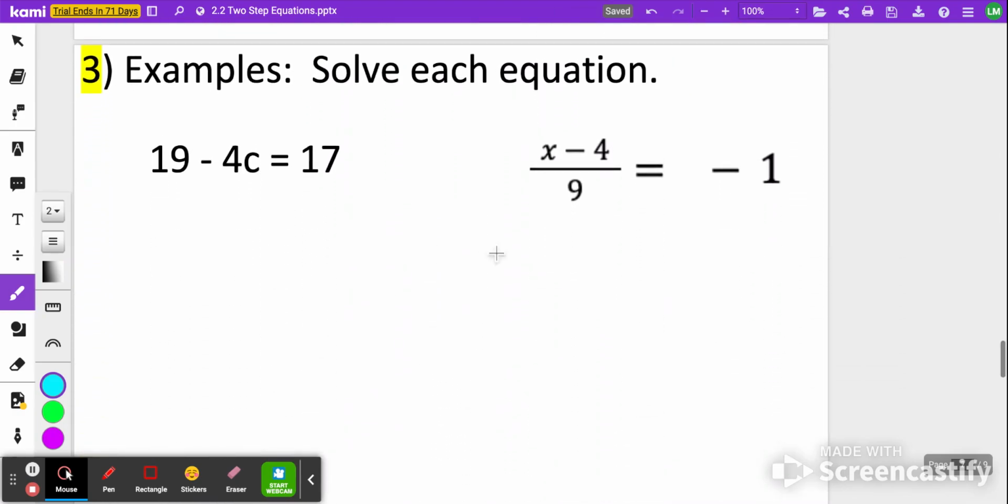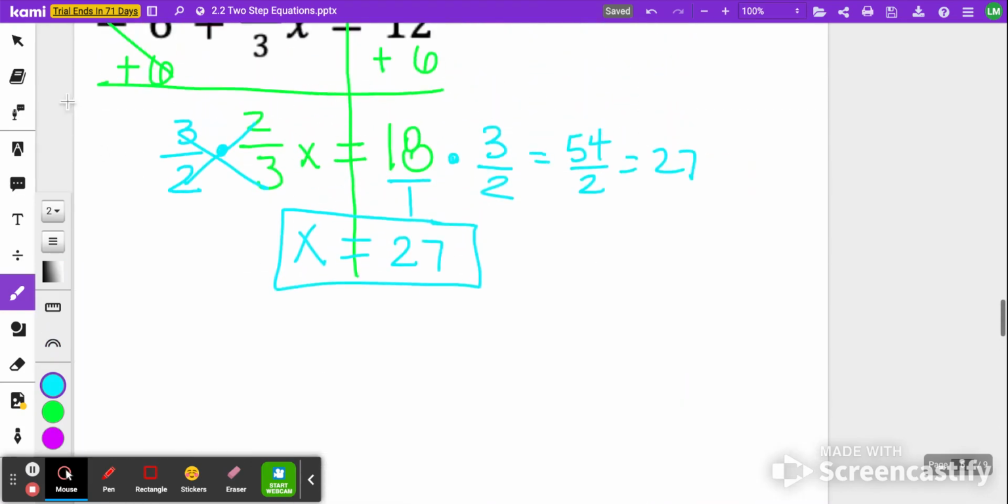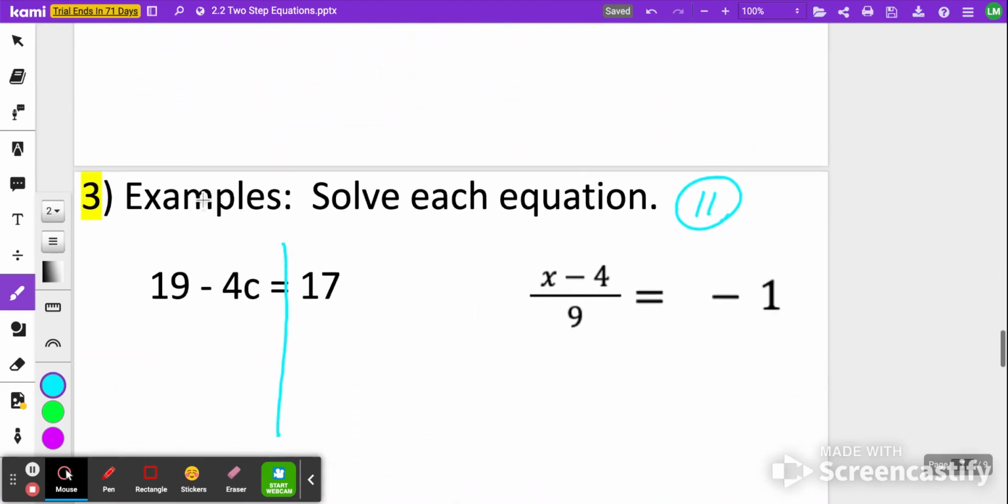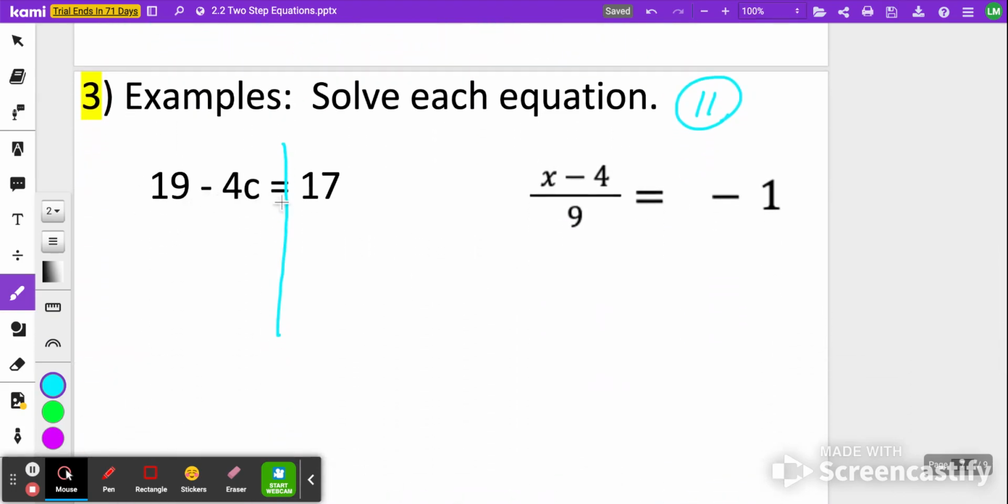Example 3, we're going to have 2 here, so let's take time now to pause the video, try these on your own, and when you're ready to check it, click play. This first one is very similar to what we just saw when we had to add the opposite of -6. Here we see a -4c, but we're not ready to do the multiplying and dividing piece yet. What I do need to find though is any addition or subtraction or positives and negatives, and right now I see a +19, so I'm going to undo that by subtracting 19.